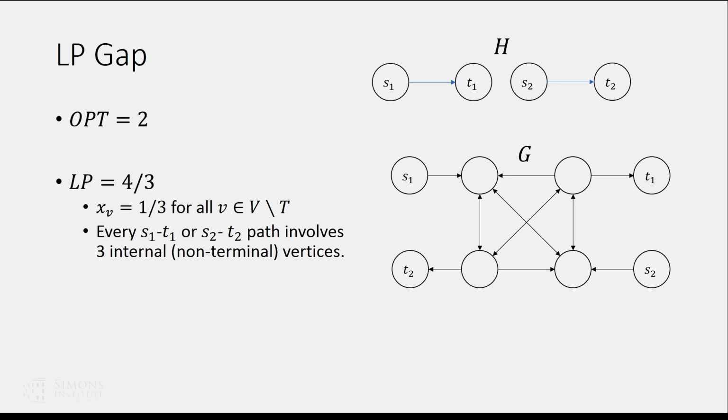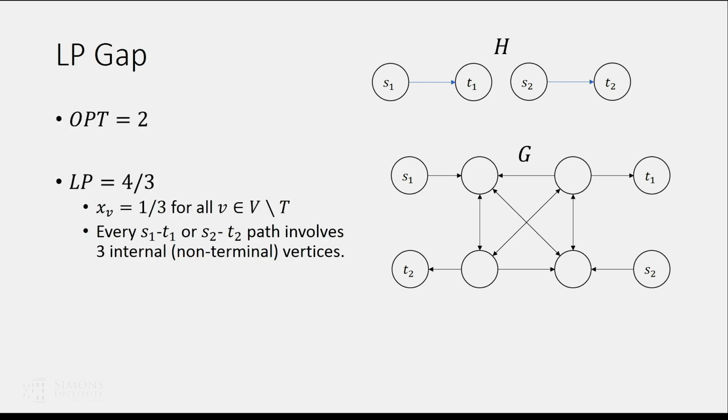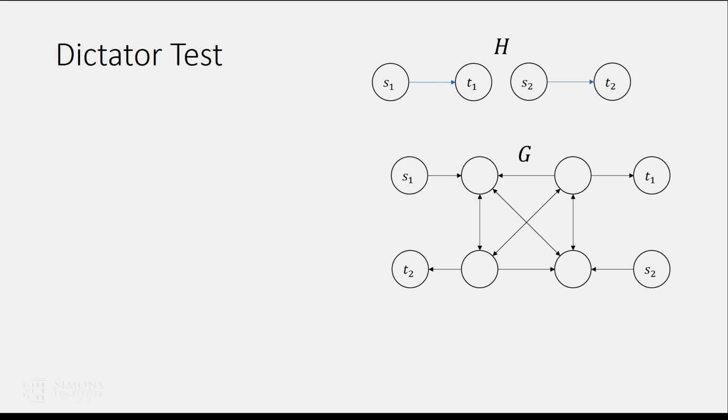So I also should mention that for this demand graph, if H is 2 disjoint edges, the optimal LP gap will be approaching 2, but I'm just using this 1.5 for simplicity. Okay, so given this LP, let's try to prove hardness. So the first thing I'll do is I'll design something called Dictator Test. For me, it's just another instance of multicut H.